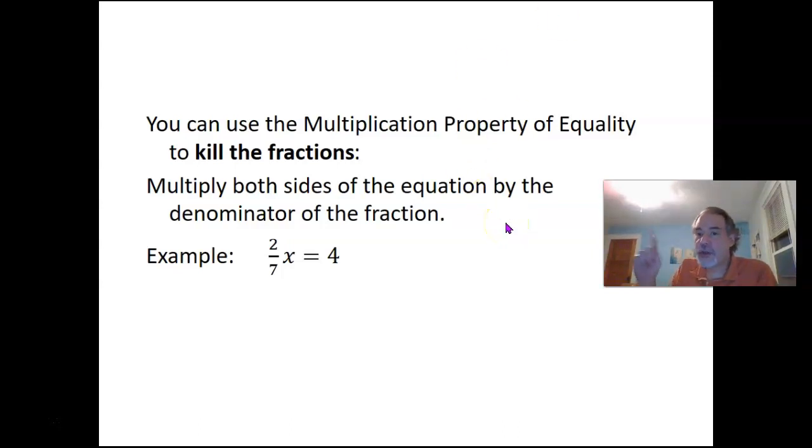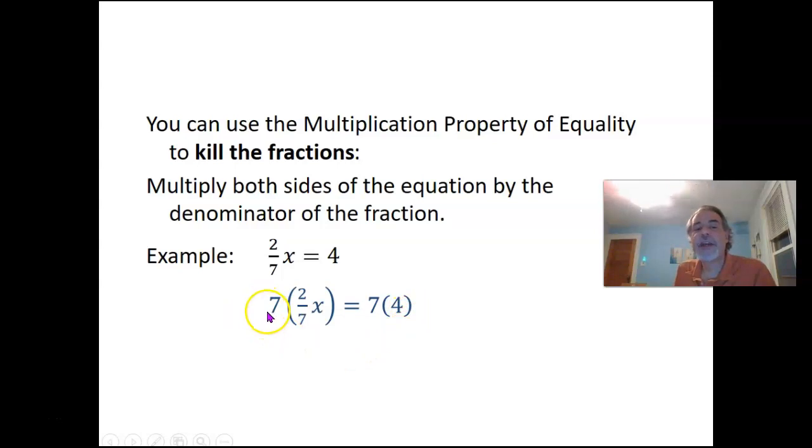The cleverly chosen thing that you should multiply by is, well, if there's just one fraction, you can multiply by the denominator of that fraction. Here's an example of that. 2/7 x equals 4. Notice the denominator, 7. I'm allowed to multiply both sides of this equation by 7. So 7 times 2/7 times x equals 7 times 4.